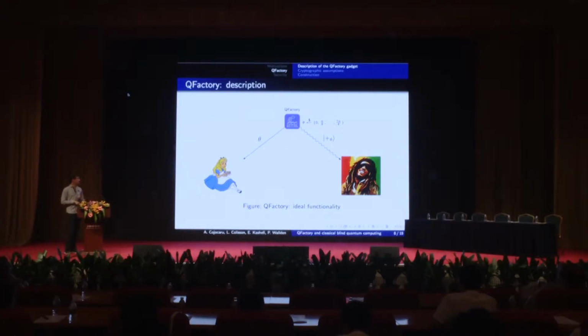So here is the functionality that we want to implement. Our QFactory box will be an ideal trusted party that will pick a random theta in the set of angles that we needed in the UBQC scheme. And then we will send this angle to Alice in a secure channel, and we will send using a quantum channel this plus theta state to Bob. So this is what we would like in an ideal world, and we will try to see how we can implement this functionality in practice.